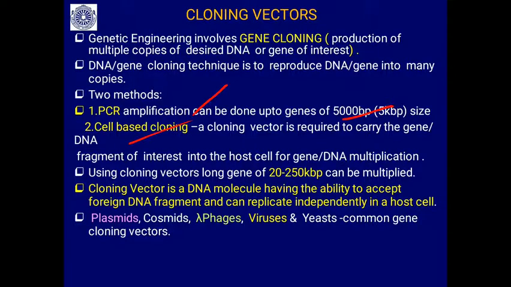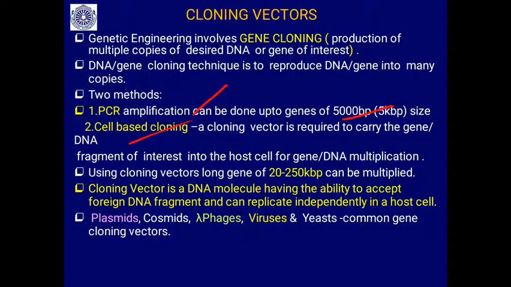Most of the eukaryotic genes are very big, more than 10,000 base pairs. So we have to go for this cell based cloning. For cell based cloning we require a cloning vector, a molecular vehicle, to carry the gene of interest or DNA fragment of interest into the host cells for multiplication. Using cloning vectors, long genes ranging from 20 kilobase pairs up to 250 kilobase pairs can be multiplied using cell based cloning with the help of different types of vectors.